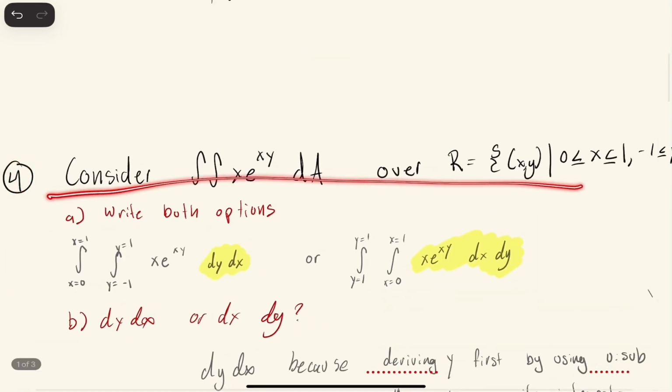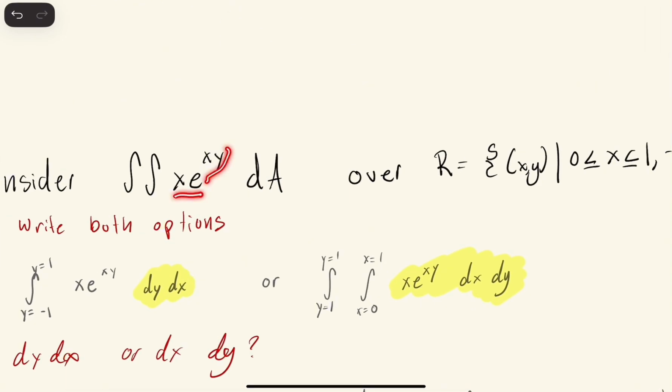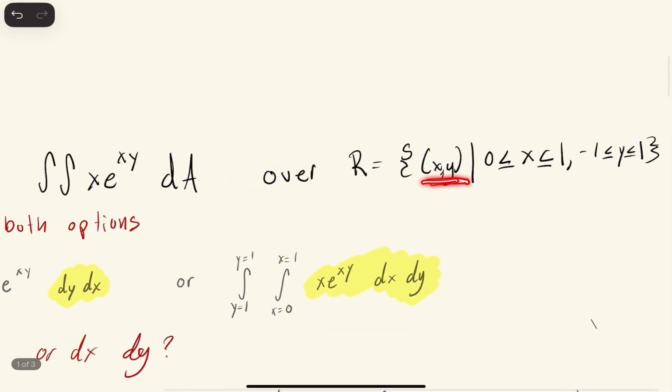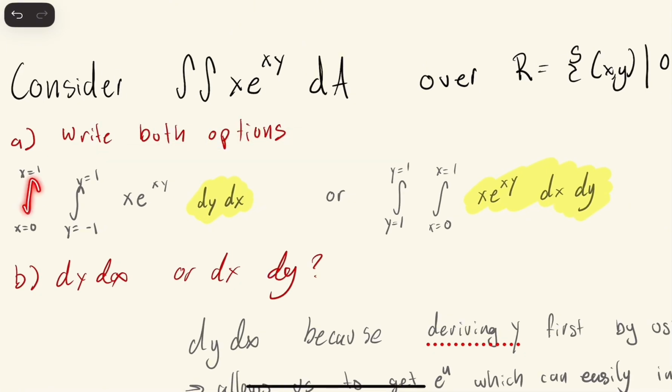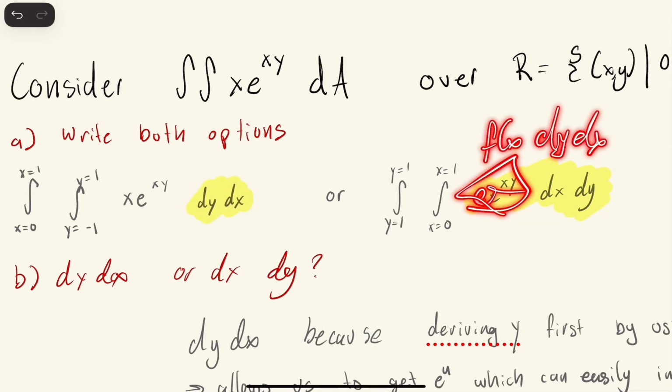The first one: consider the double integral of x times e to the xy dA over the region where x is from 0 to 1 and y is from -1 to 1. For part A, I was right on both options. I did get this one right in my mind, but I can't explain why I highlighted it, because this is the part I didn't write out on the exam: the dy dx and the whole function. So here are both of the options.